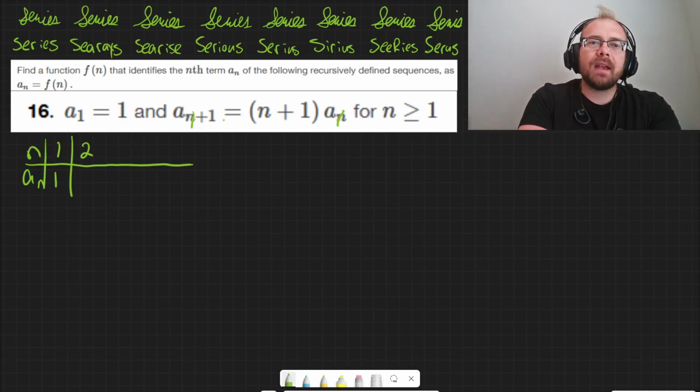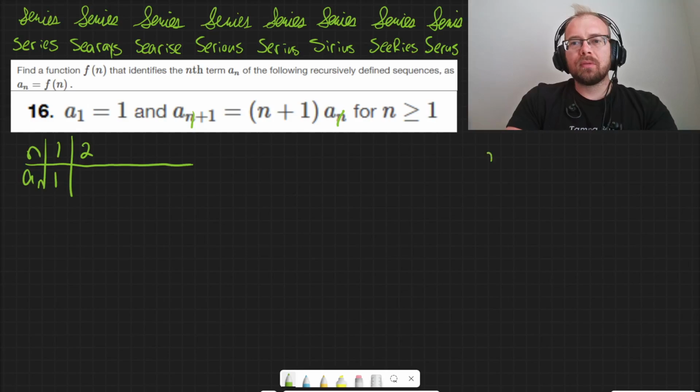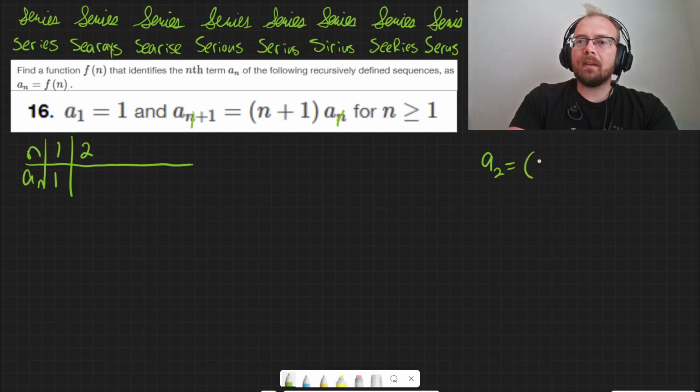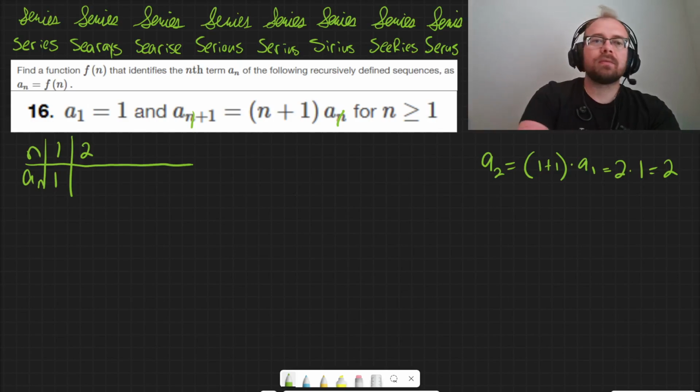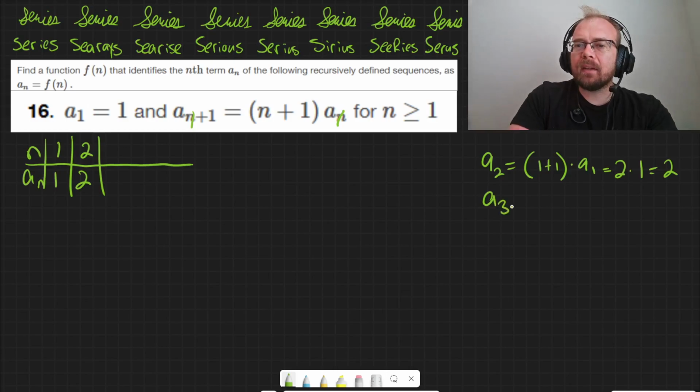then I'm looking for a sub 2. A sub 2 is equal to, we'll do this off to the side here, and then n would be 1. I'm plugging in 1 for n. 1 plus 1 times a sub 1. Well, what is that? That's going to be 2 times a sub 1, which is 1. So that's just going to be 2. Simple enough so far. Let's see how it progresses here.